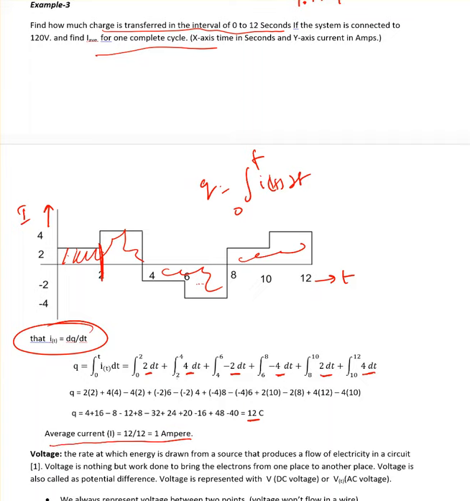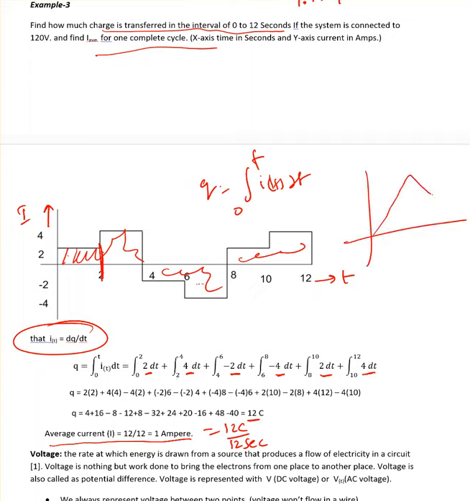and the average current I equals 12 coulombs divided by 12 seconds. Okay, so this is 12 coulombs over 12 seconds. That is 1 ampere. That's the average current.